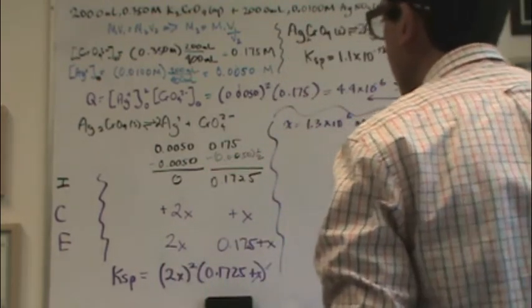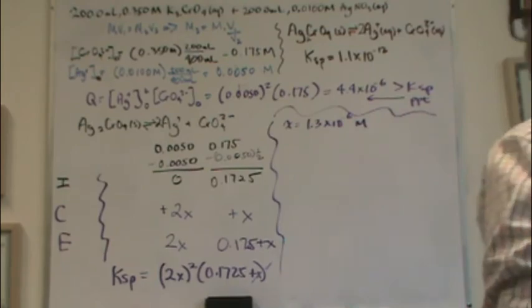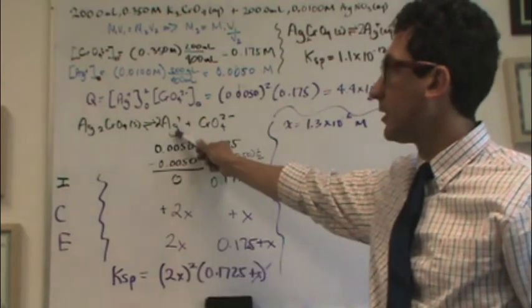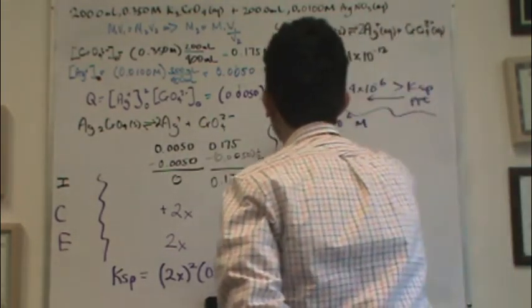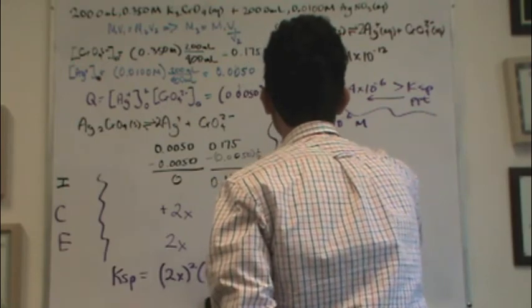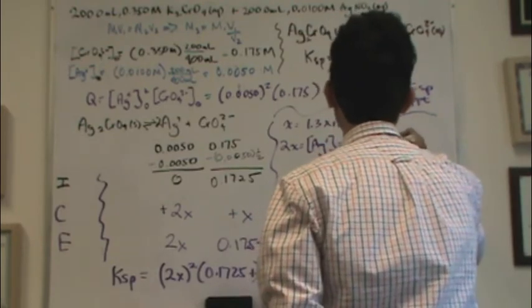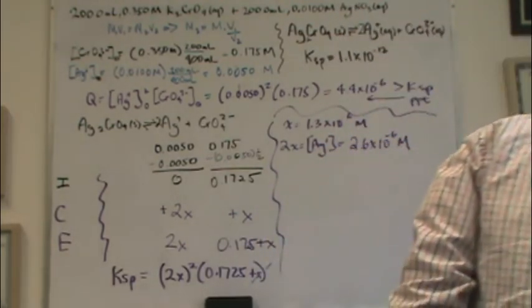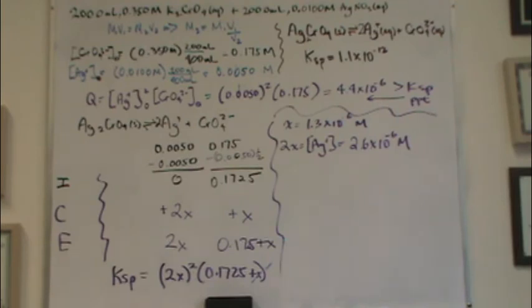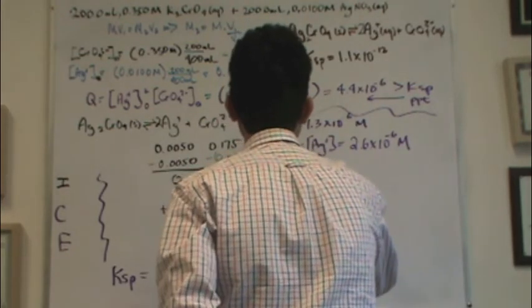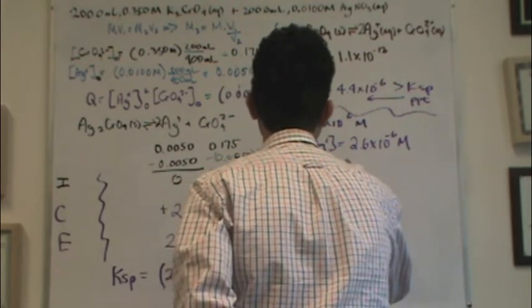And that would be the double, well, you have x, 2x is what we're interested in because 2x is equal to the silver concentration. So 2x equals the silver 1 concentration. And so what's that? 2.6 times 10 to the minus 6 molar. Okay, so that's how much silver there is at equilibrium. Okay, now I want to find one more step, the percent unprecipitated. So percent of silver unprecipitated.